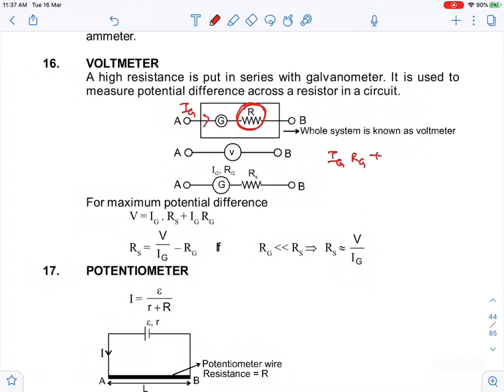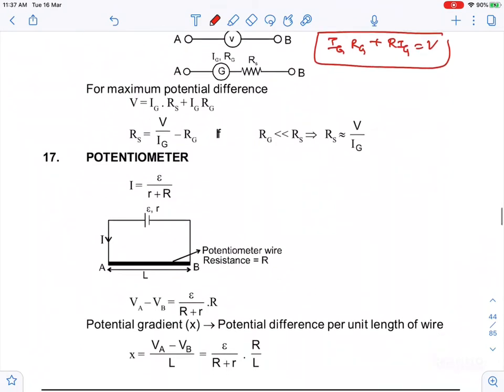across this one. So let Ig current be flowing through. So Ig Rg plus R into Ig is equal to the voltage across the resistance. So this voltmeter you can calculate by this method.